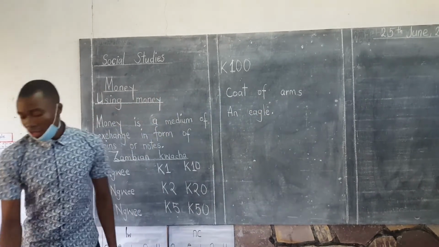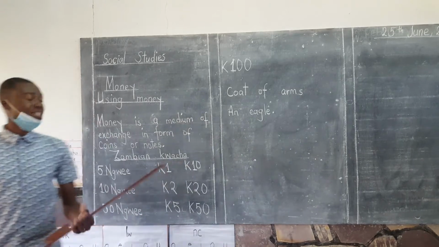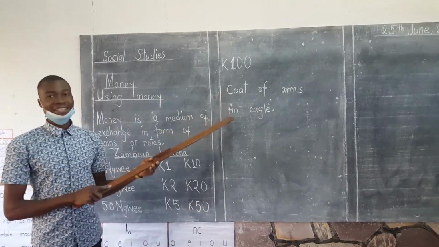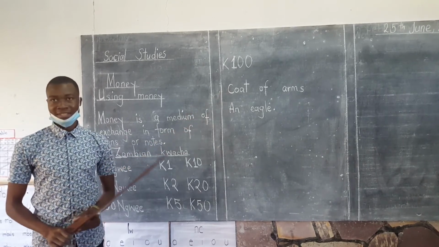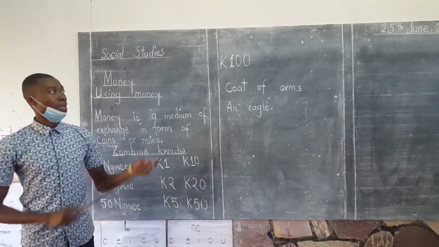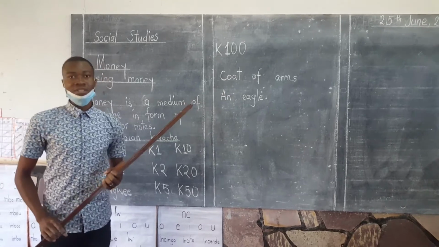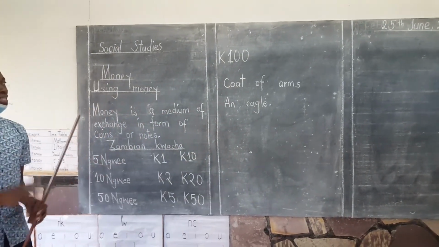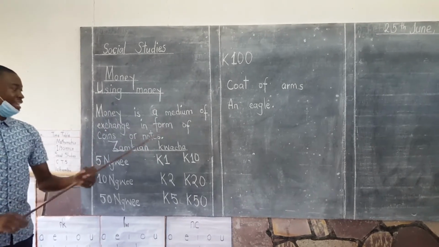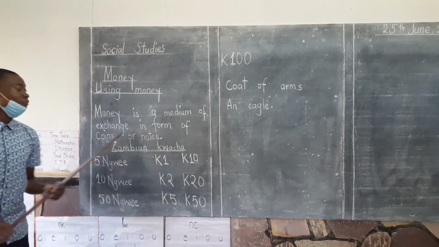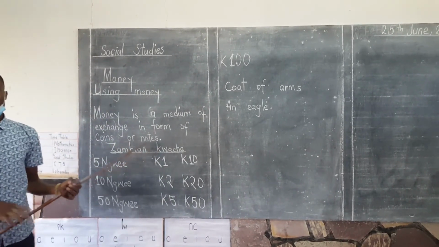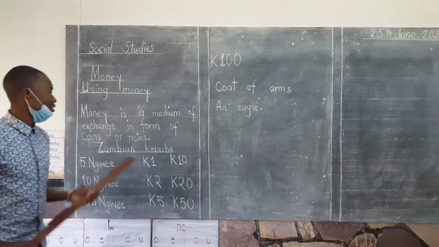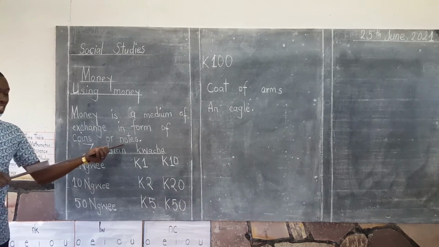Okay, so from all the notes and coins that we have, there are these two features that are on the money that we use in Zambia. We have the first one, a coat of arms, then we also have an eagle. So we started by saying money is a medium of exchange in form of coins and notes. In this lesson, we've looked at these two forms of money. We said we have coins and notes.